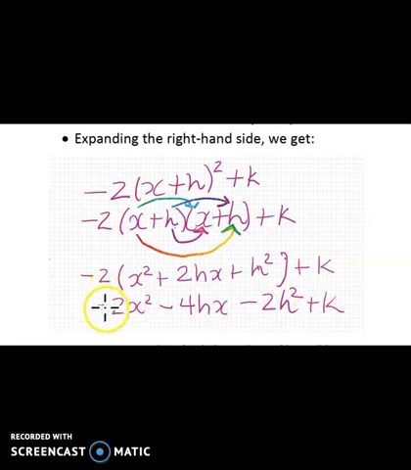We already know that the value of a is negative 2. We need to look at the values of h and k. To do this, we're going to equate the 5x to the minus 4hx, and equate the 1 to minus 2h squared plus k. Remember, it was minus 2x squared plus 5x plus 1. So we take the 5 and equate it to the negative 4h, and we take the 1 and equate it to minus 2h squared plus k.